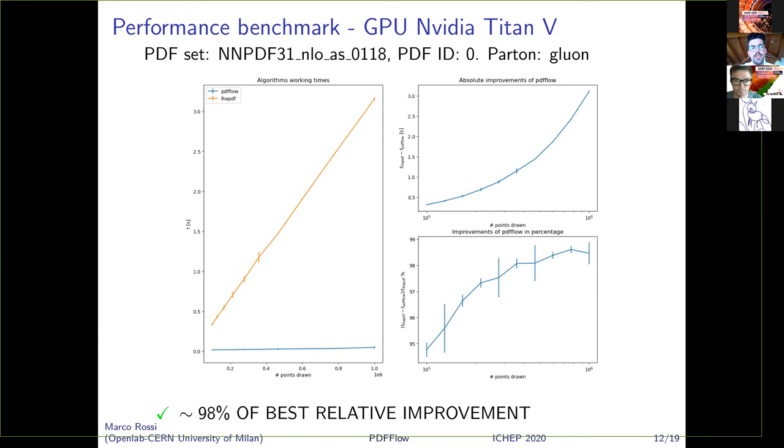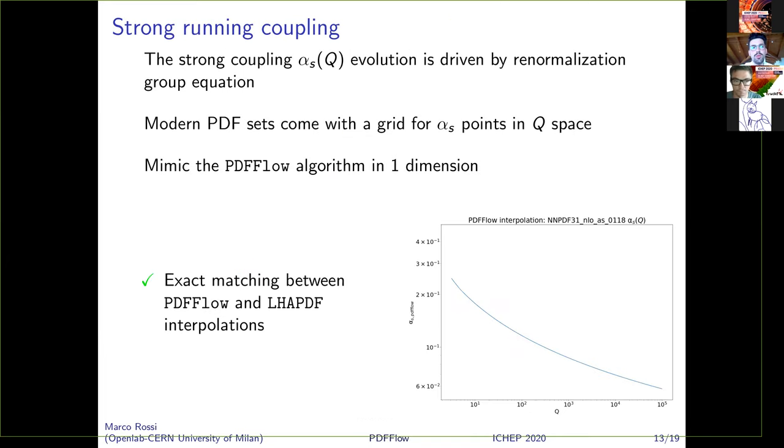We implemented another feature for the PDFFlow tool, which is the strong running coupling. In fact, alpha_s is presented in PDF sets as a grid of points in the Q space. This could be seen as the one-dimensional version of the task previously seen for the PDFs. And we claim an exact match between PDFFlow and the LHAPDF analogous interpolator. Here in the plot, you can see how the strong running coupling changes with the Q argument.